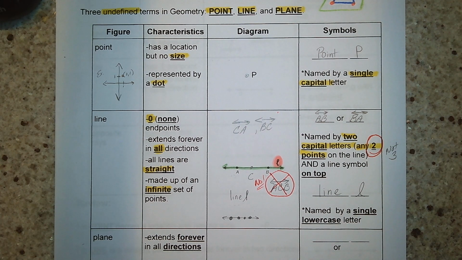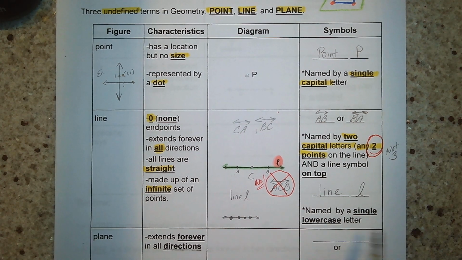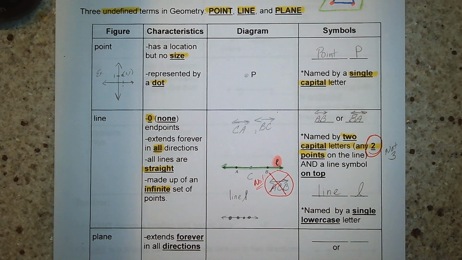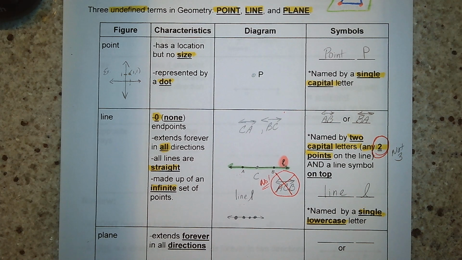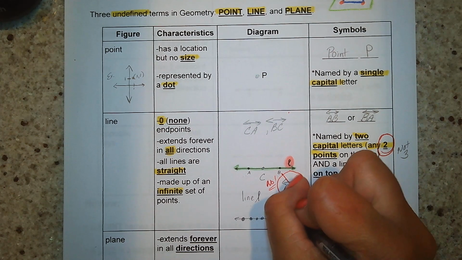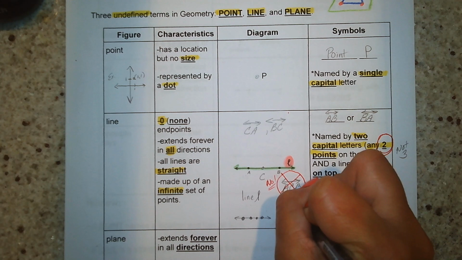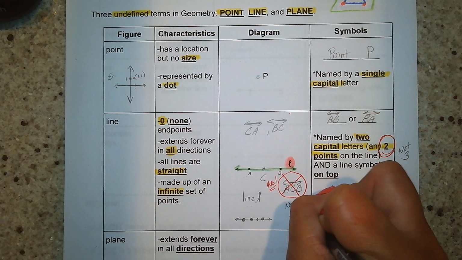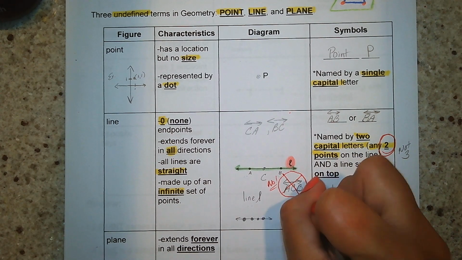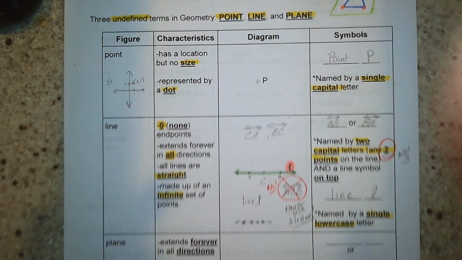Okay, only 2. So you can name it by 2 points on the line, or you can name it by the single lowercase letter. Okay, that is the alternate option for naming lines, but not 3 letters. Okay, never use 3 letters. I'll make a note of that. Never use 3 letters. You should make a note of that too. Okay, never, never, never.